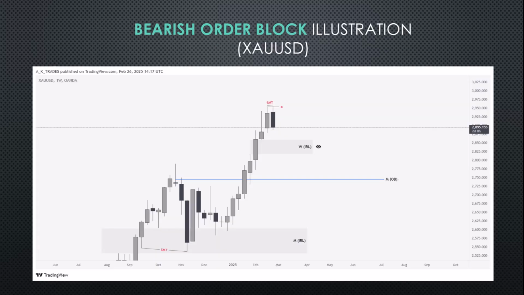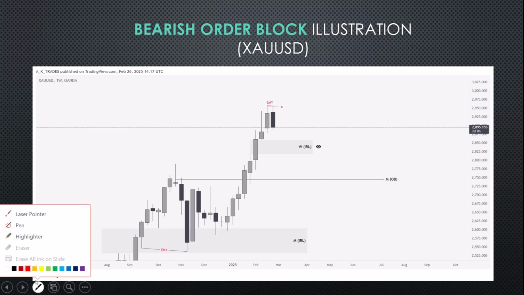Now we are going to consider a bearish order block in this video, and for time's sake, we will not go through the bullish order block, since the reverse of whatever we are going to discuss with the bearish order block can be applied in a bullish market condition.